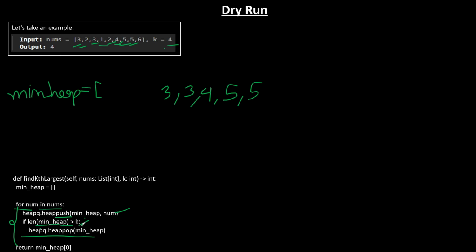Again, the length is greater than k. Since it is 5 now, we'll pop the value. Again, we will move ahead. We'll push it in the min heap. Now, again, the length is greater than 4, or k, you could say here. Again, we will pop the value.